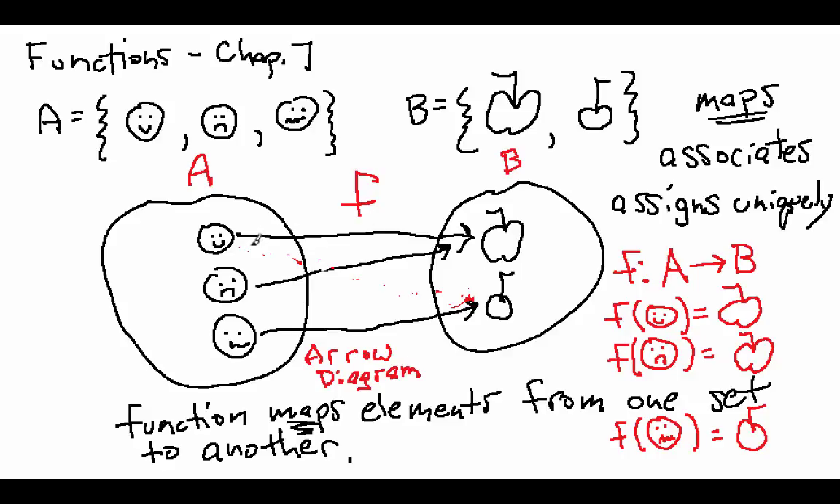A couple of other things that we would say over here. Remember that a function implies that there's a direction. We're going from someplace to someplace. The place that we're going from is referred to as the domain. So we would say that the domain of f is this set over here called A. Okay? Over here, we sometimes refer to B as the range.